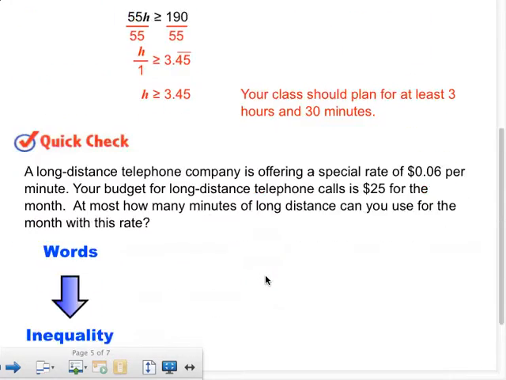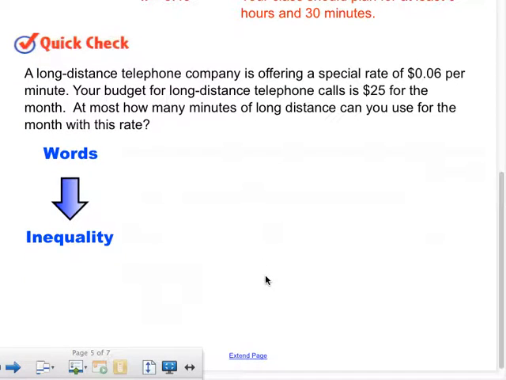Okay, moving on. A long-distance telephone company. Let's go ahead and try to work this out. You guys do this on your own. A long-distance telephone company is offering a special rate of 6 cents per minute. Your budget for long-distance telephone calls is $25 for the month. At most, how many minutes of long distance can you use for the month with this rate?